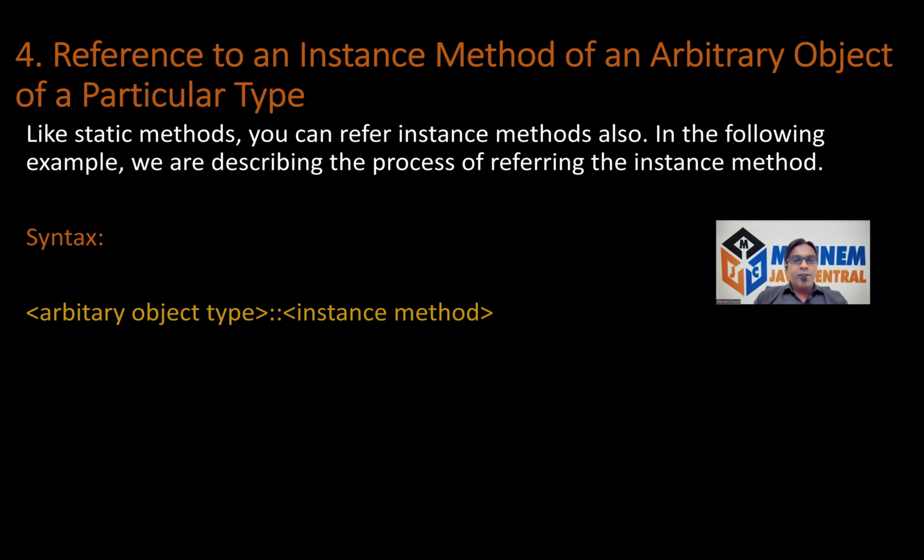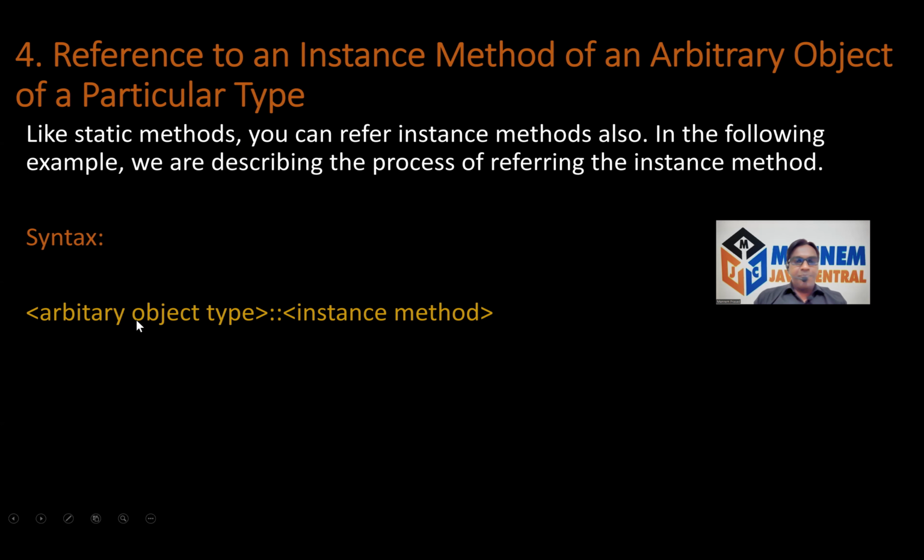And next one, a reference to an instance method of an arbitrary object of a particular type. So this is a little bit confusing. Actually, like static methods, you can refer to instance methods also. But in the following example, we are describing the process of referencing the instance method. See here, I have an instance method. I am referencing the instance method. But how to reference this instance method? Arbitrary object type. What is this arbitrary object type?